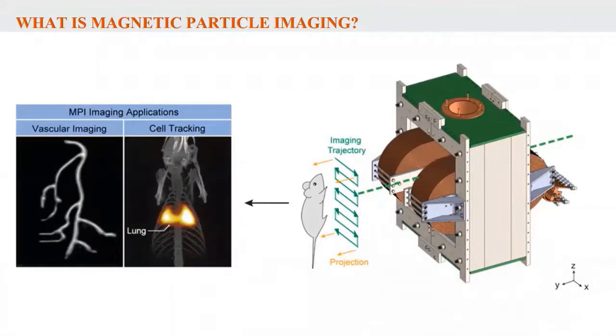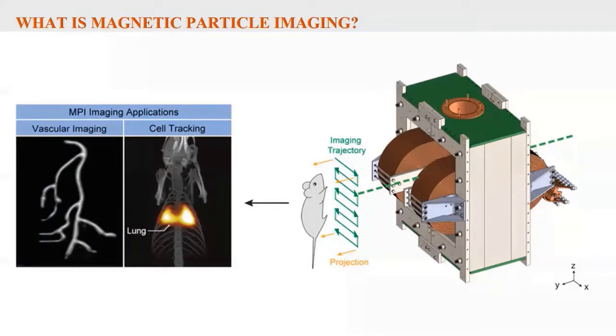MPI is a new imaging modality that directly detects iron oxide nanoparticle tracers at any point, space and time within the body. Because the tracer is not normally found in the body, MPI images have exceptional contrast and high sensitivity. This allows us to see tracers in cells, blood, and other functional systems within a living organism.